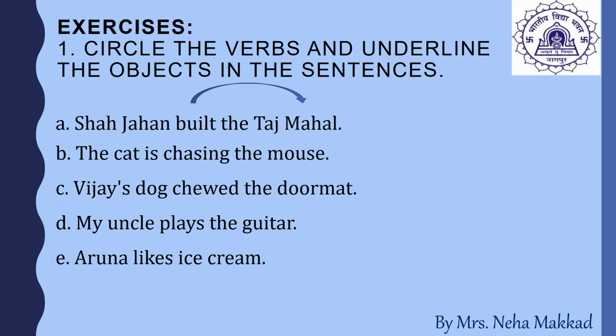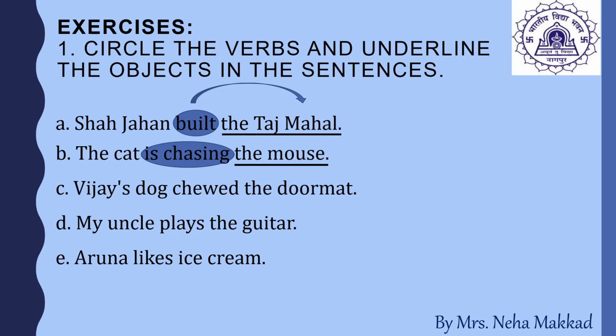Shah Jahan built the Taj Mahal. Built is the verb here and the Taj Mahal is the object. As you can see, children, the verb built is transferring its action on the object, the Taj Mahal. The cat is chasing the mouse. Is chasing is the verb and the mouse is the object. The act of chasing is being passed on to the mouse.